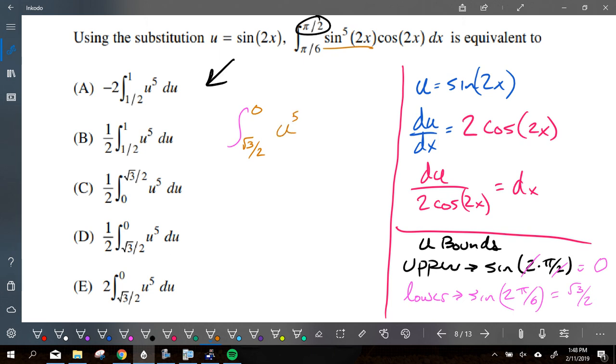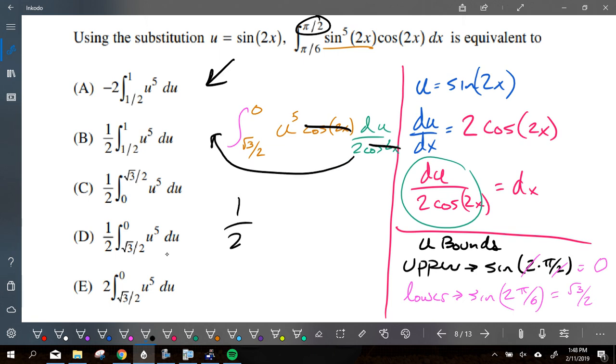It's u to the 5th cosine of 2x. And I'm going to plug back in what du was: du all over 2 cosine 2x. What's going to happen with my cosines? They cancel. Do I have any constants? A half. Do you like the bounds right now?